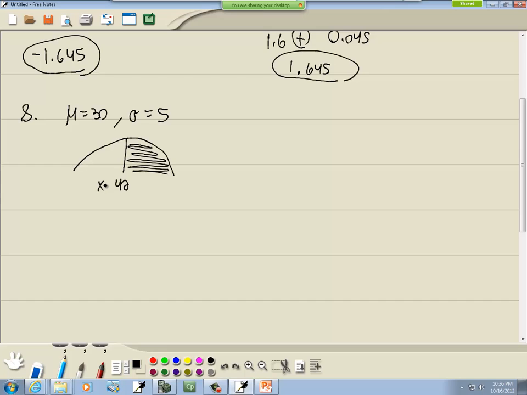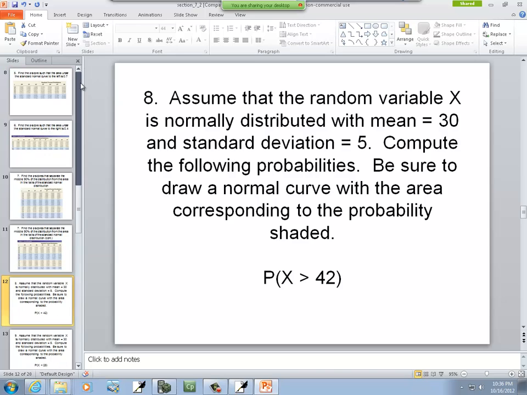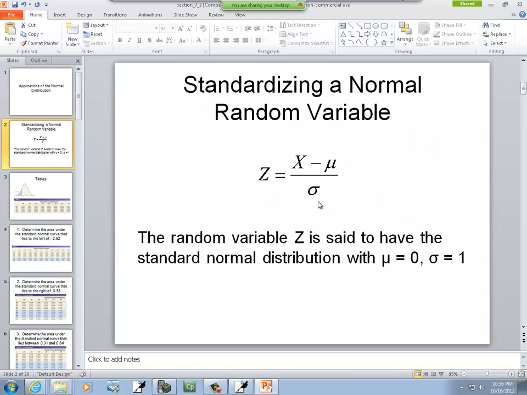Well, this is x equals. We want to change this to z-score. So first, we're going to use z is equal to x minus mu over sigma. Where am I getting that formula at? Let me see. I'm on slide 12 here. So let me go back here. Remember this formula. Z is equal to x minus mu over sigma.